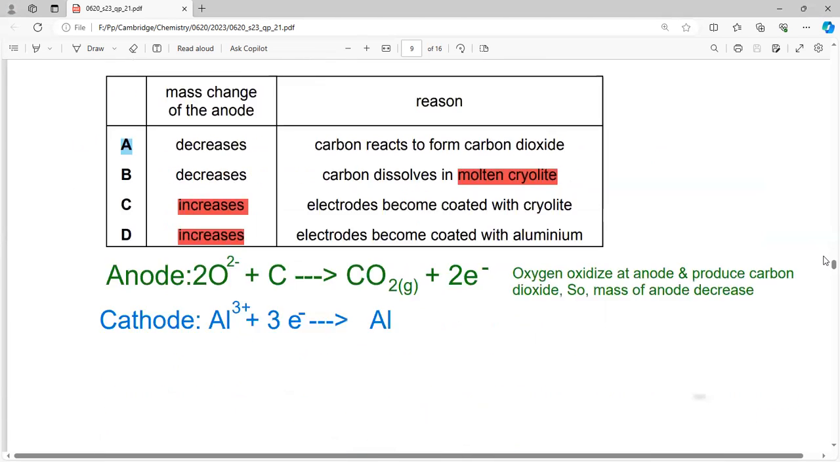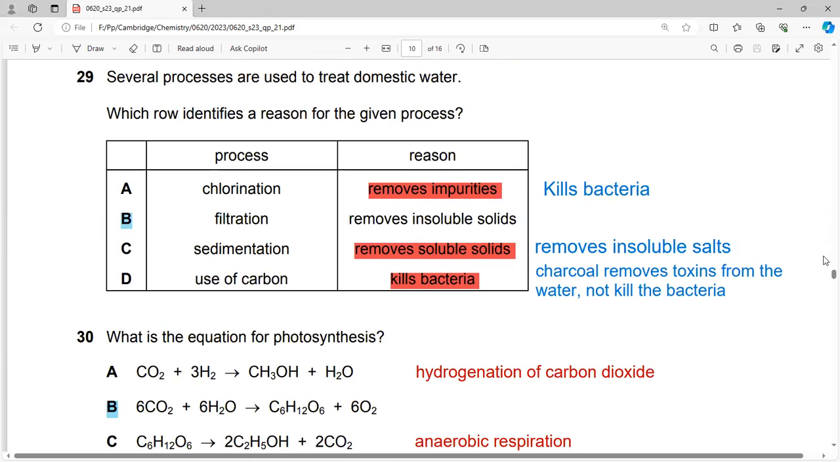We're going to proceed to question number 29. Several processes are used to treat domestic water. Which row identifies the reason for the given process? We can see that first we are performing chlorination. Chlorination is a process to remove impurities? No, it is not used to remove impurities. Chlorination is used to kill bacteria. So the correct reason is to kill bacteria.